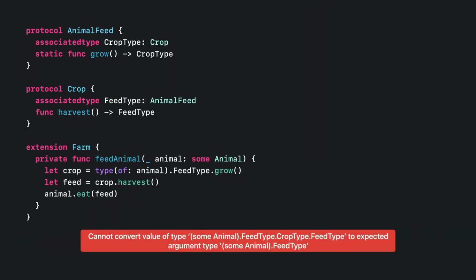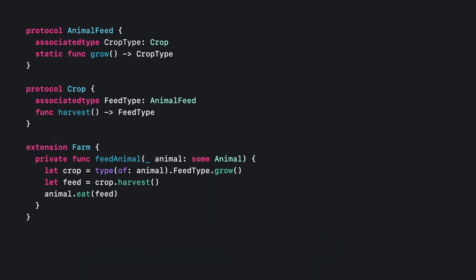These protocol definitions, as written, do not actually guarantee that if we start with the type of animal feed and then grow and harvest this crop, we'll get back the same type of animal feed that we started with, which is what our animal expects to eat. Another way to think about it is that these protocol definitions are too general. They don't accurately model the desired relationship between our concrete types.